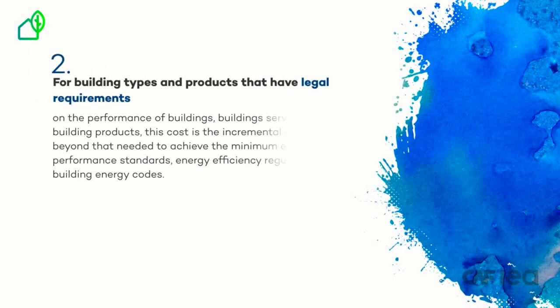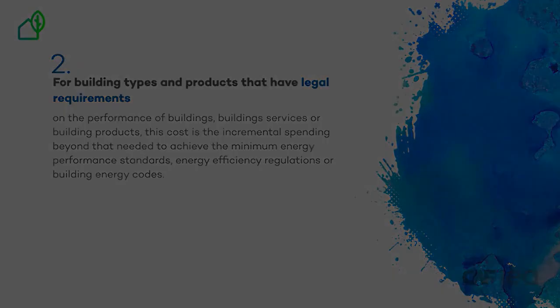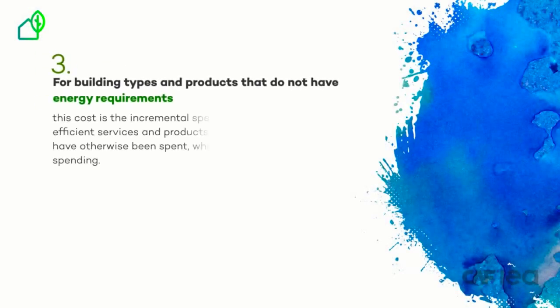For building types and products that have legal requirements on the performance of buildings, building services, or building products, this cost is the incremental spending beyond that needed to achieve the minimum energy performance standards, energy efficiency regulations, or building energy codes. For building types and products that do not have energy requirements, this cost is the incremental spending on energy efficient services and products beyond what would have otherwise been spent, which in some cases would be nothing.